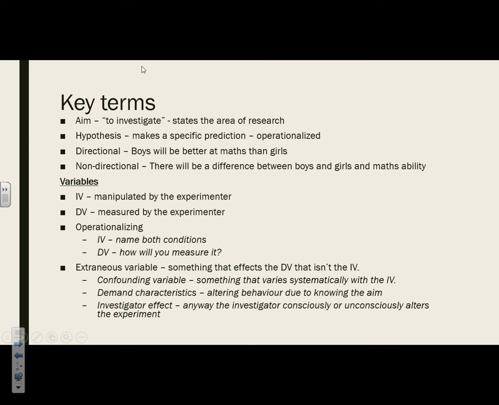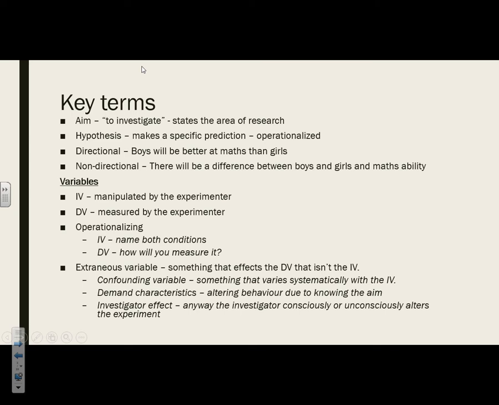A confounding variable is something that varies systematically with the IV, so only one condition experiences it and the other condition does not. For example, there might have been a crash. They split the experiment over 2 days, and it's about frustration. The first group that come don't have a difficult journey at all. The second group, it might be in London, there might be tube strikes, so that would be a confounding variable that systematically varies with the IV.